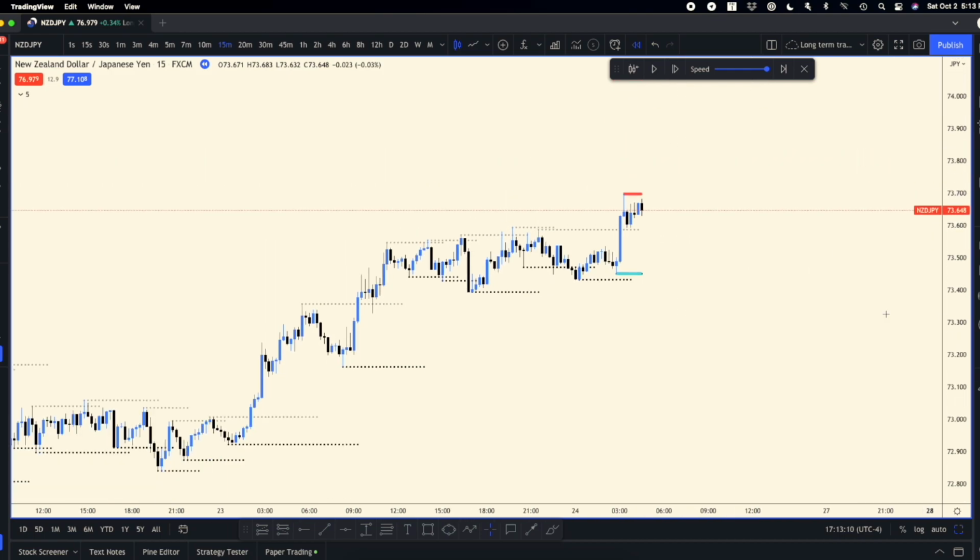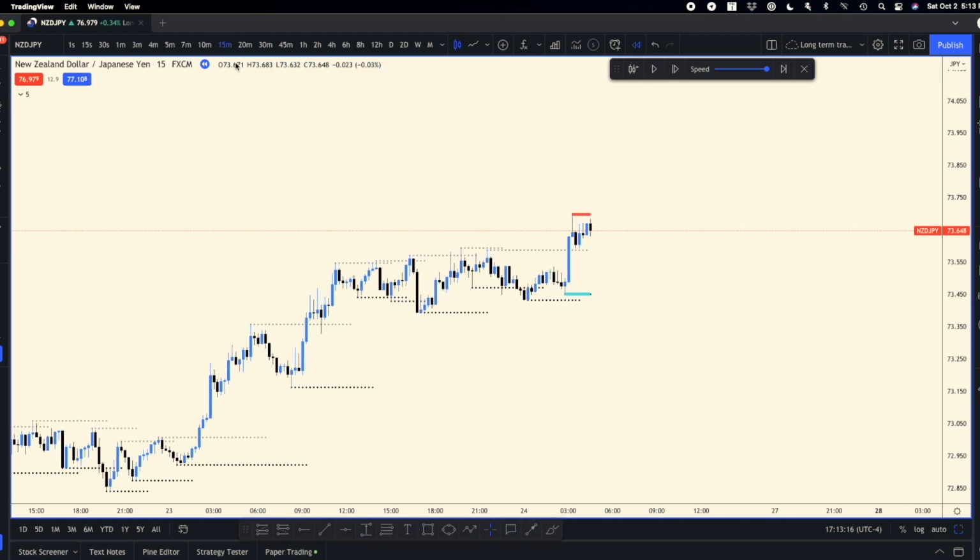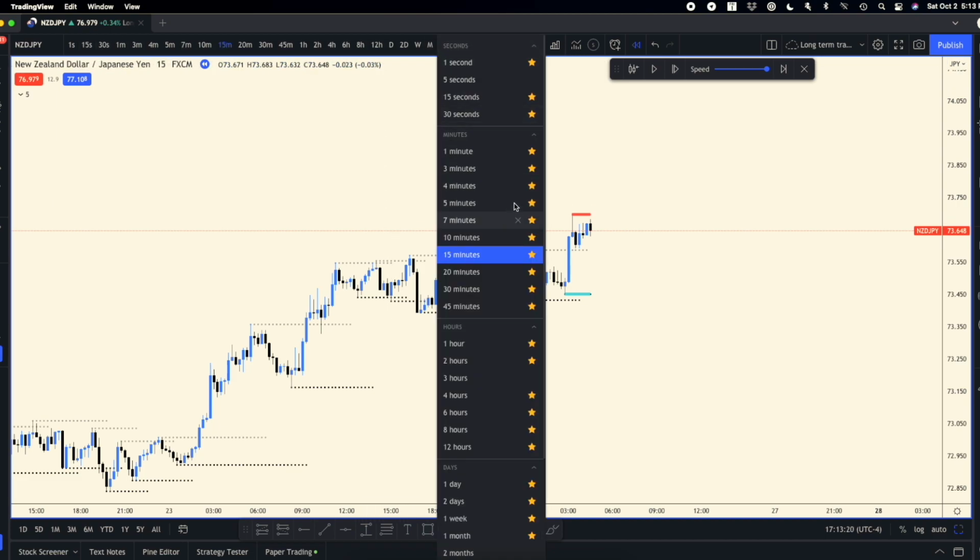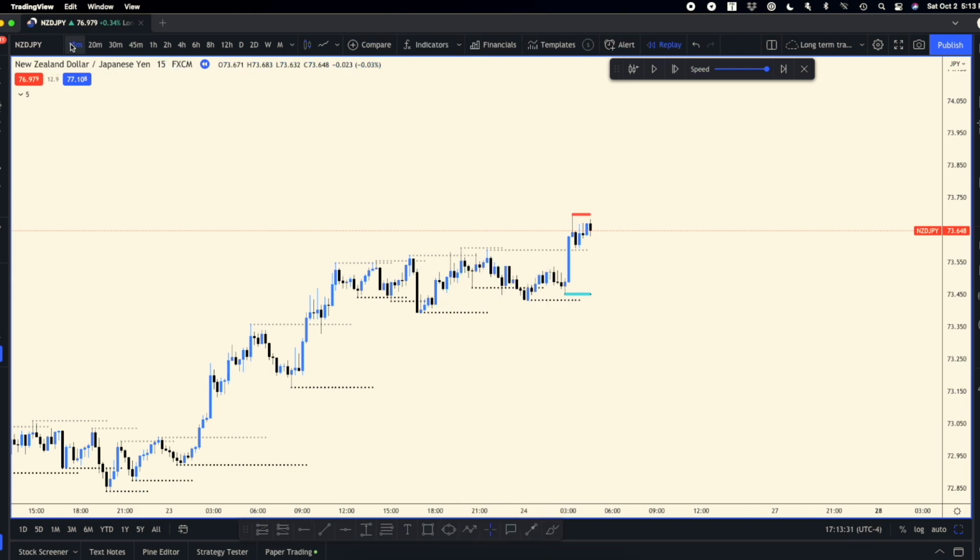I can't go back that far, so we'll just stick with 15 minutes. I was going to try to take the trades from 15. And so I don't accidentally go on these time frames, let me unstar them so they disappear. I don't want to mess up anything. So 15 is the lowest that we can go.